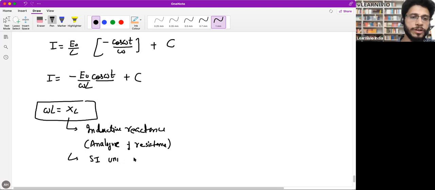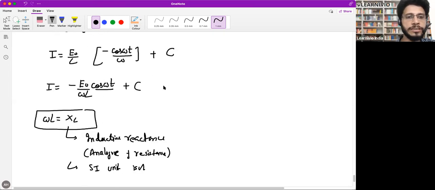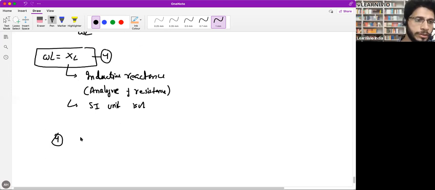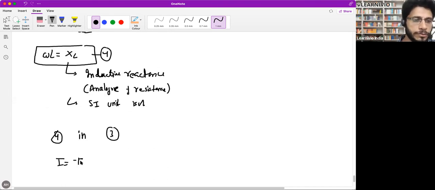This was equation number 2. I call this equation number 3. Let's call this equation number 4. Instead of omega L, I can substitute XL. If I substitute 4 in 3, I get I is minus of E naught over XL cos omega t plus C. Let's call this equation number 5.